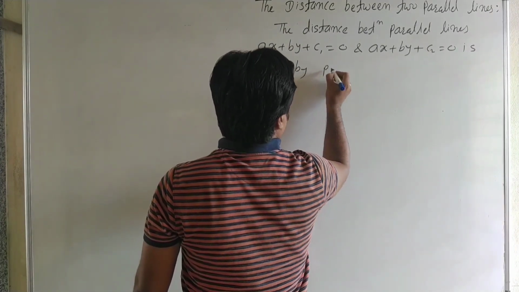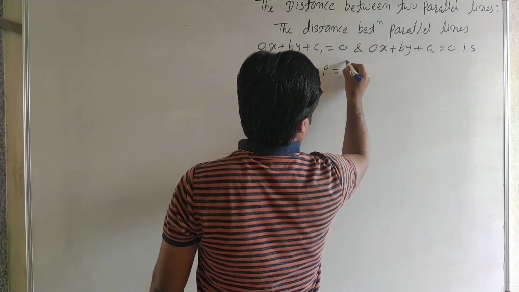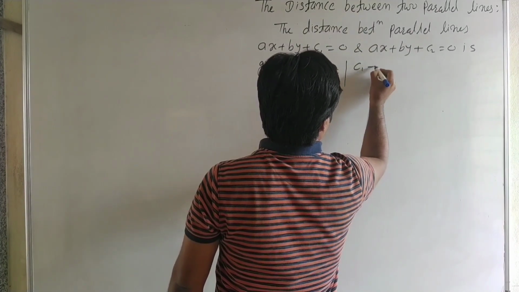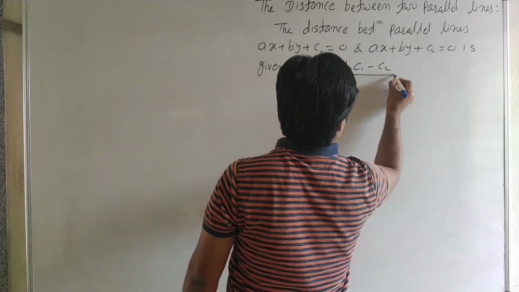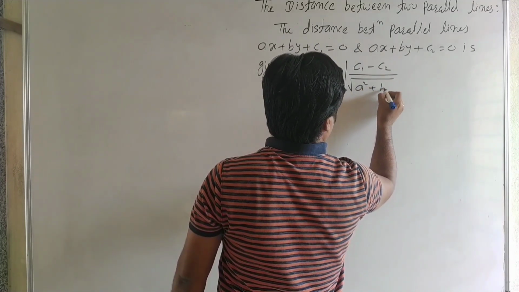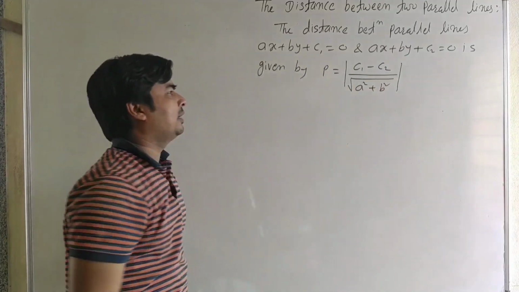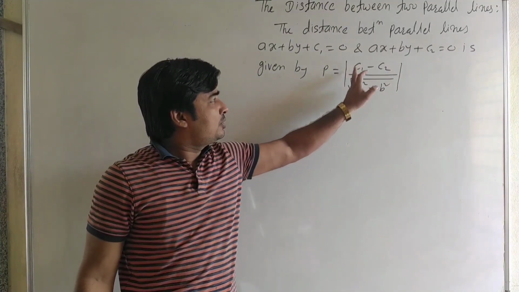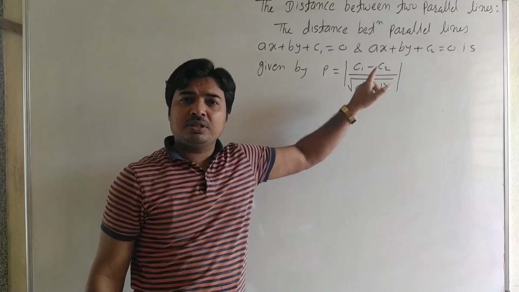here it is the distance between two lines, mod of c1 minus c2 upon under root of a square plus b square. It is the distance between two parallel lines. Mod of c1 minus c2 upon under root of a square plus b square.